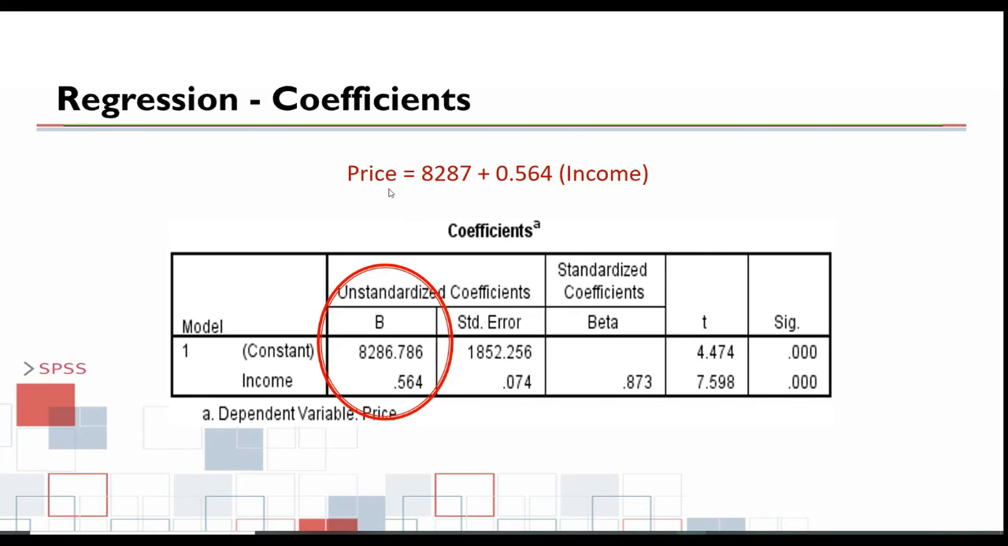So the equation is like this: price is our DV, equals our constant. The constant over here is 8287, plus the coefficient over here, the standardized coefficient, times income. So this is the regression equation based on the coefficient table. Okay, based on the coefficient table. So that's all about our analysis.